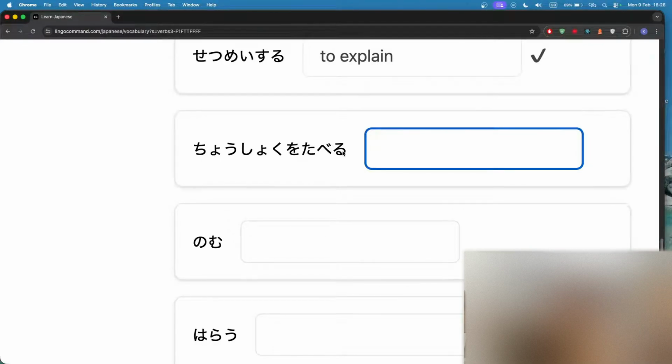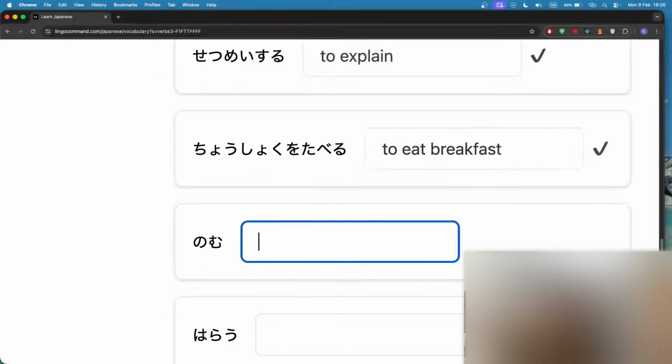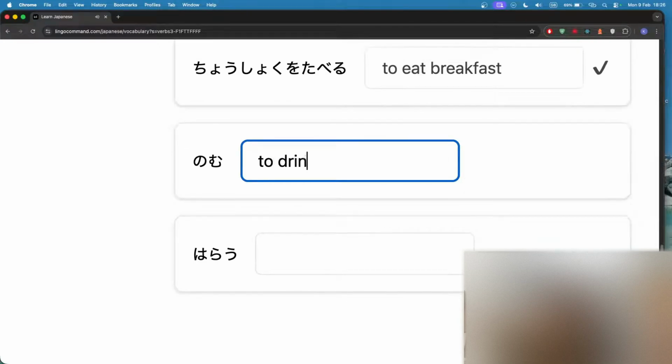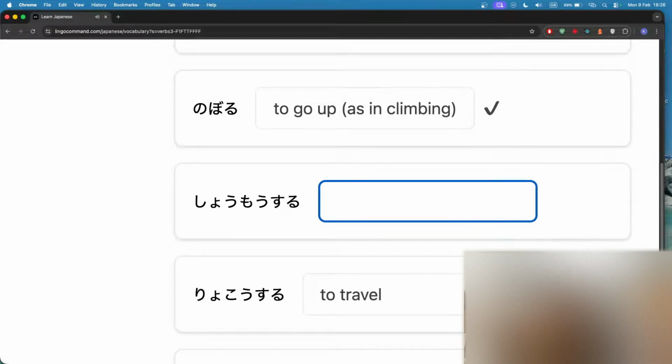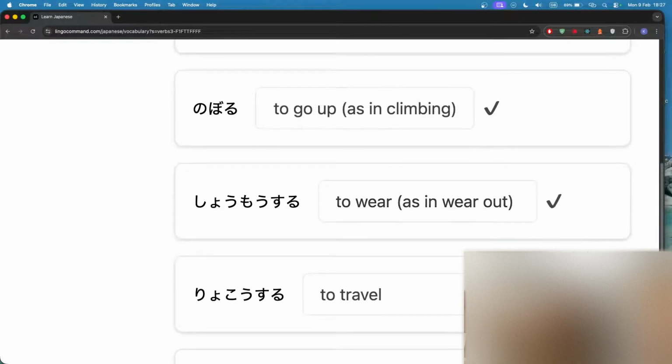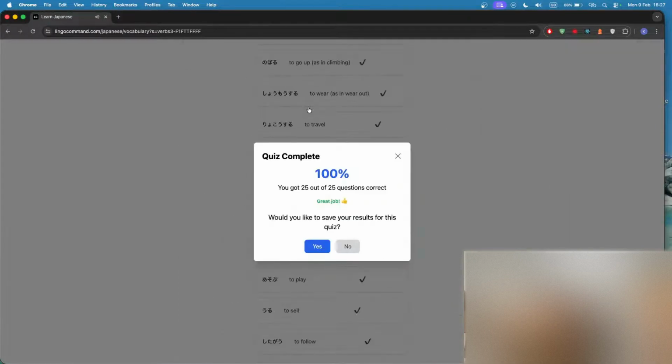Choshoku o taberu. So because there's an O here, it's not to eat lunch, it's to eat breakfast instead. And nomu is to drink. And harau is to pay. Which leaves us with shomo suru. I think it's something like to wear, as in wear out. There we go. Yes, 100%.